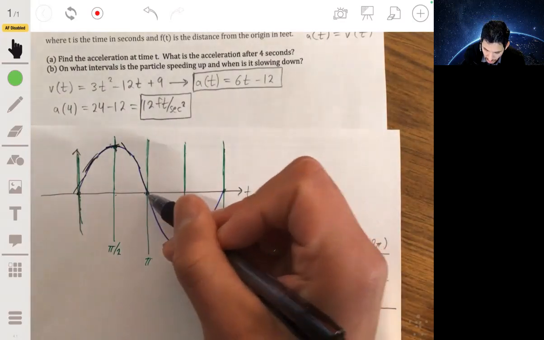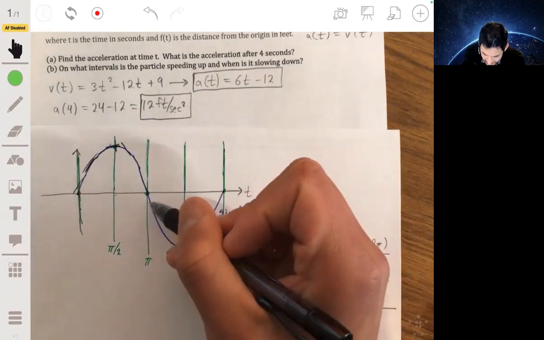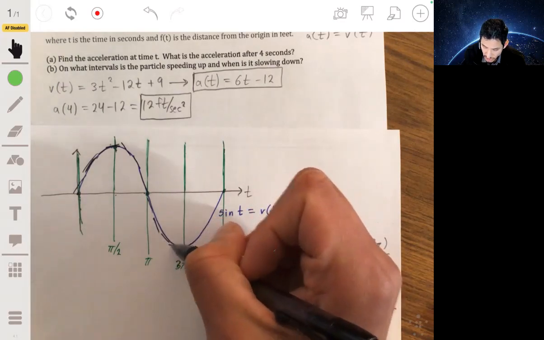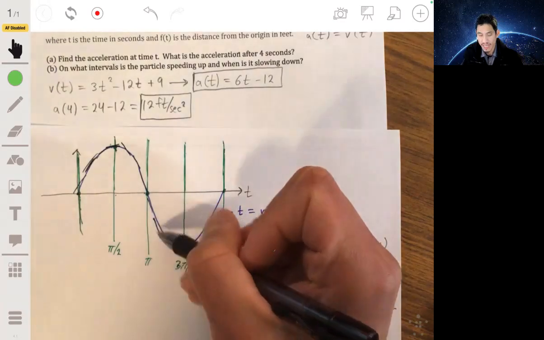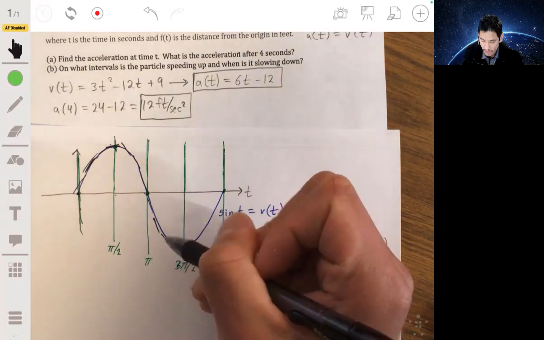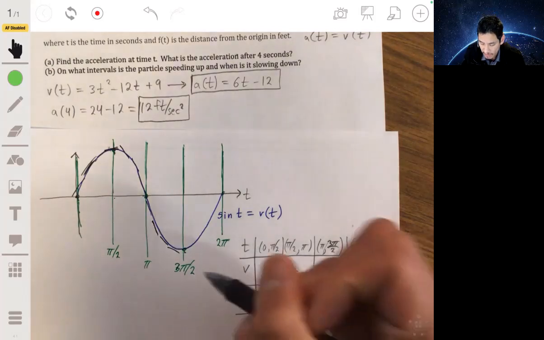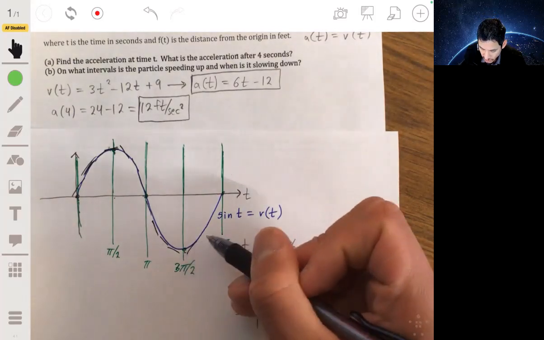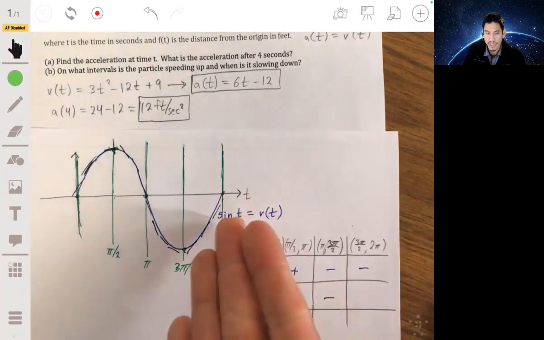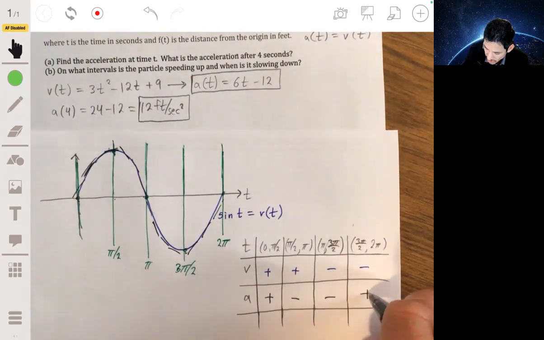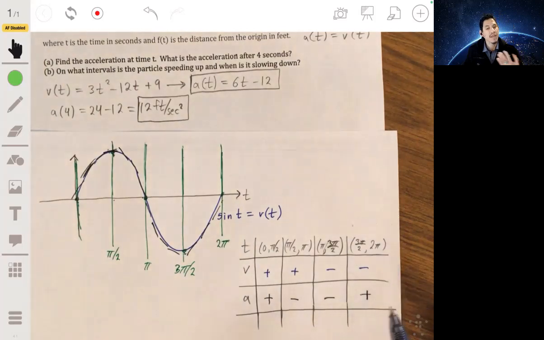Let's keep on going. From pi to 3 pi over 2, acceleration is still negative because it's still having a negative slope. So we're going to put another negative sign there. But after 3 pi over 2, acceleration becomes positive because the slope of the tangent line is positive. And then we can look at how these signs compare.